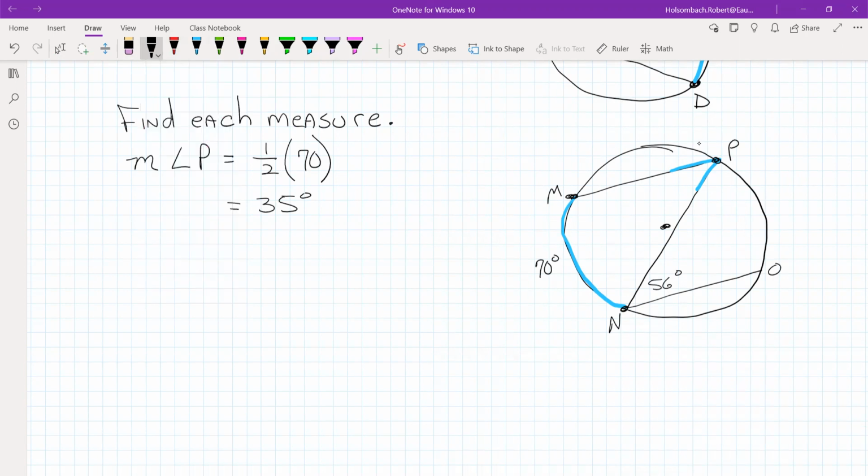In the second part of the question, they're asking for the measure of arc PO. And arc PO starts at P, goes directly to O. Its inscribed angle is this angle N down here, which is 56 degrees. So the intercepted arc is going to be twice as big as its inscribed angle. So arc PO is equal to 2 times 56. And 2 times 56 equals 112.